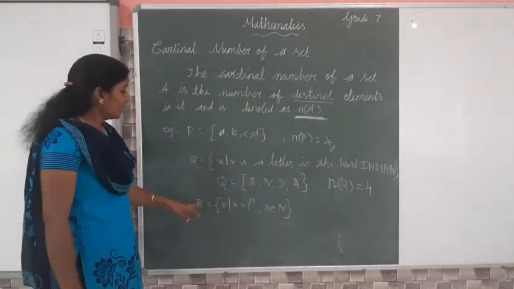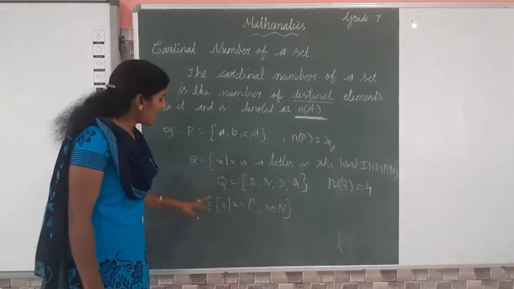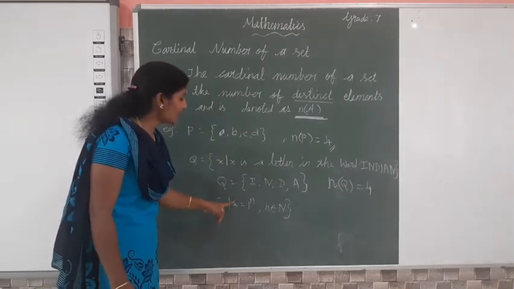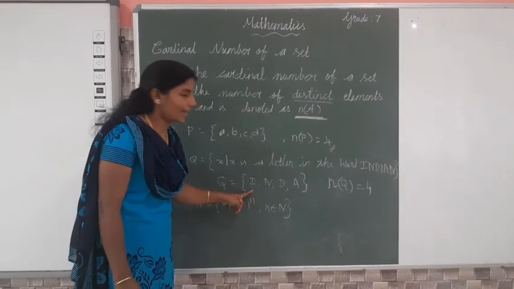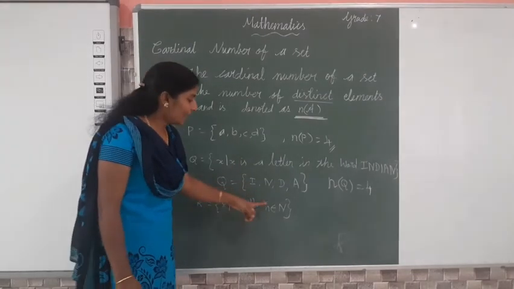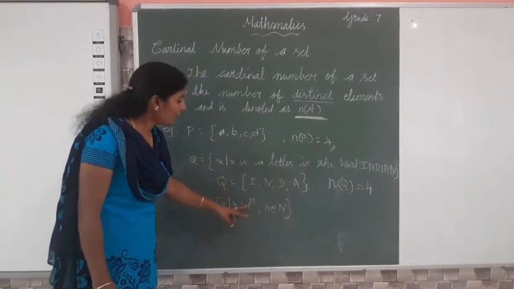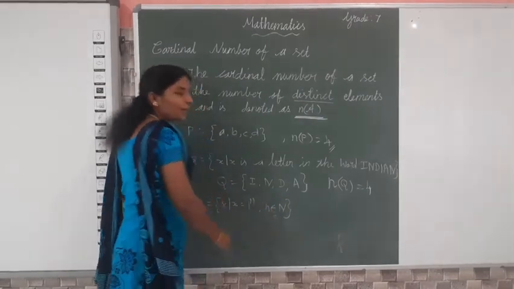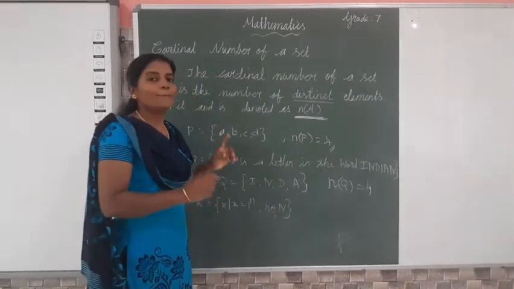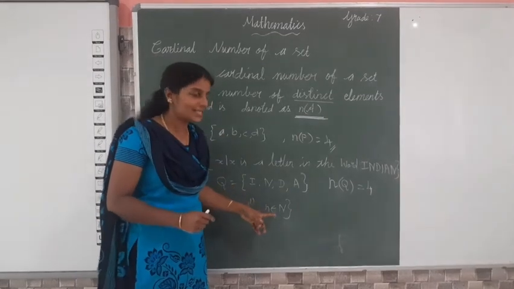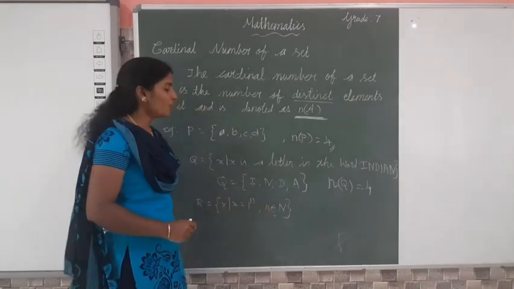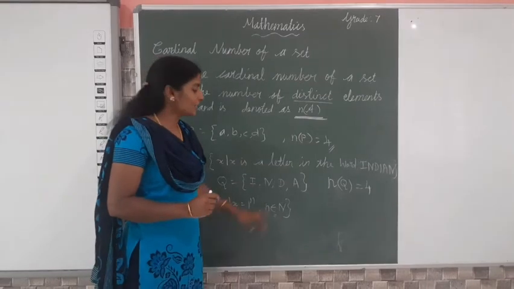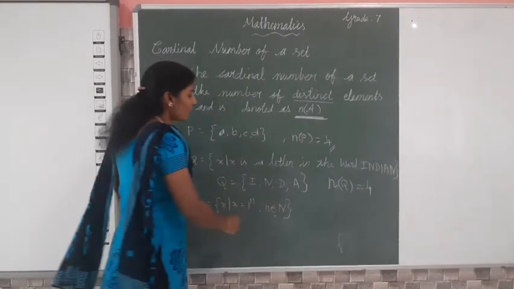Then R is equal to, one more example, R = {x such that x = 1 power n, n belongs to N}. Do you know what this symbol is? Belongs to. How can you read it? Last year we have studied this. This is B-E-L-O-N-G-S T-O, belongs to. What's the meaning?